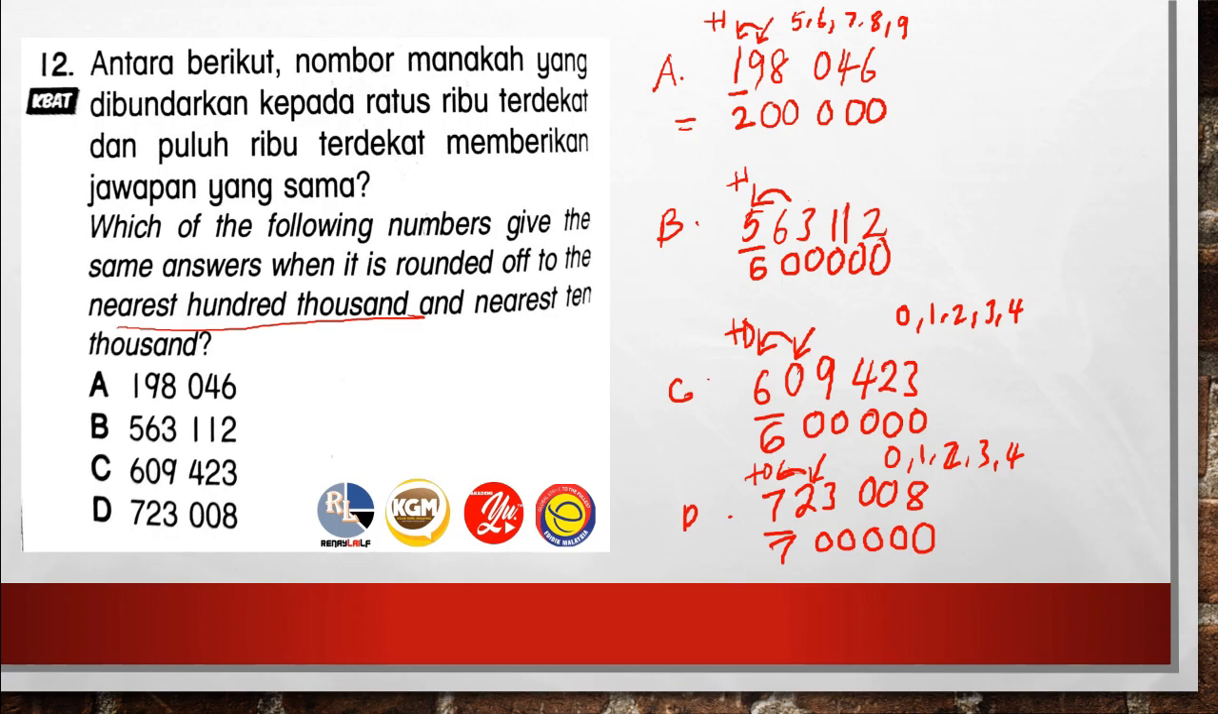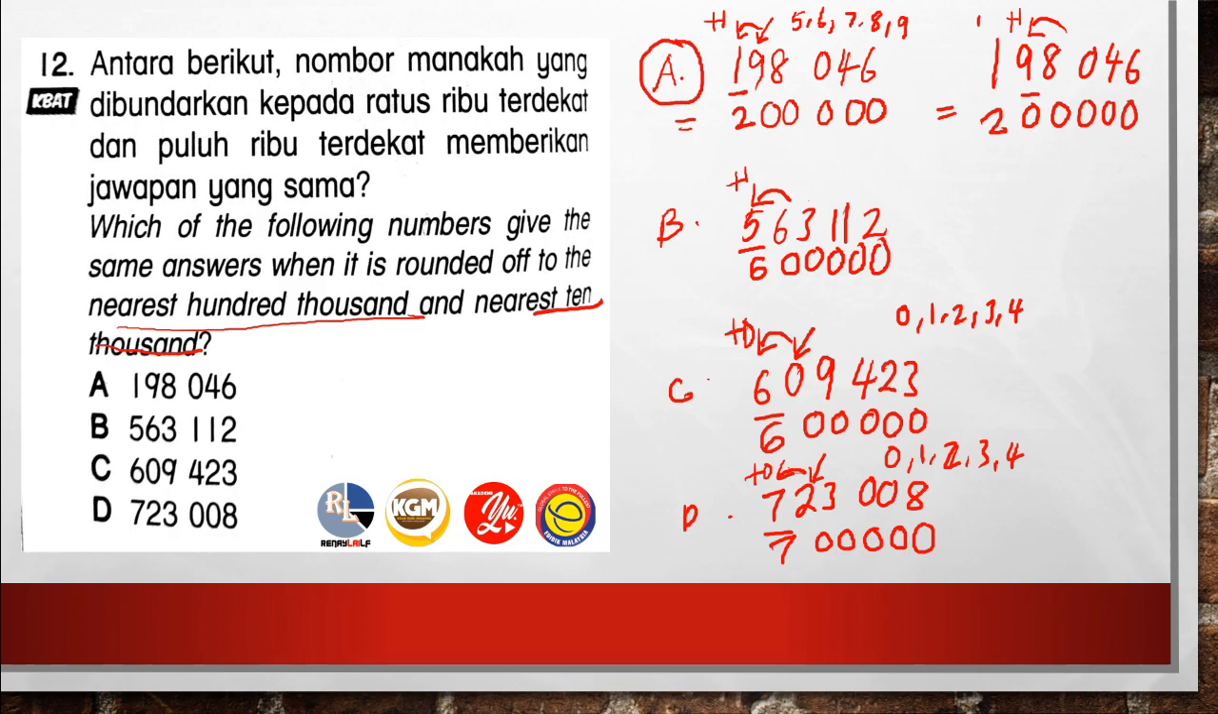Okay, so now we're going to attempt to round off to the nearest 10,000. Alright, so 198,046. The digit in the 10,000s place is 9. So let's do this. The next digit is 8, so we're going to plus 1 to 9 and it becomes 10, which makes 200,000. Actually, the answer is already A.